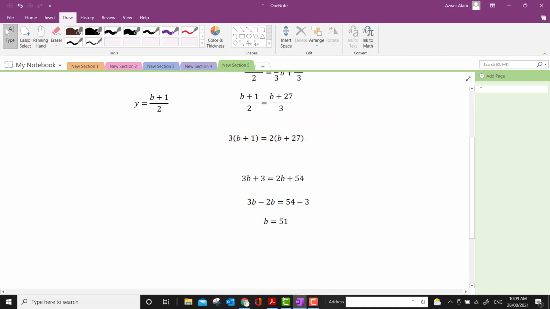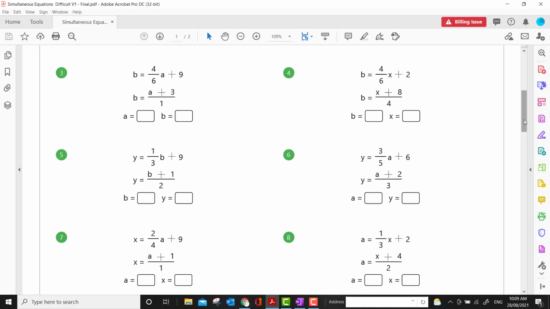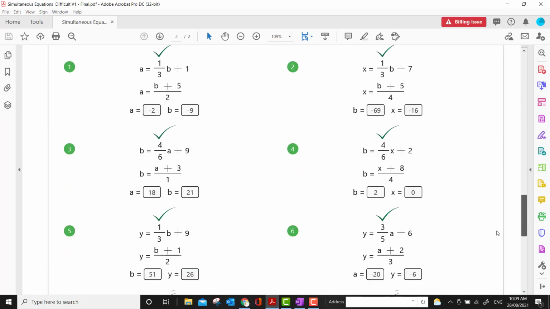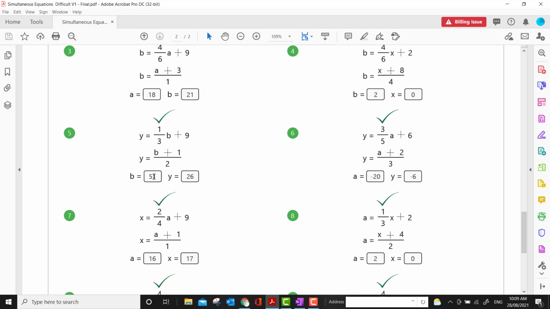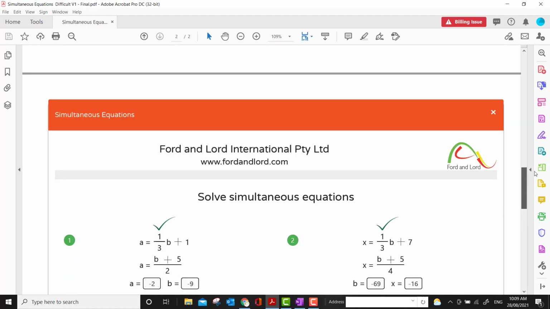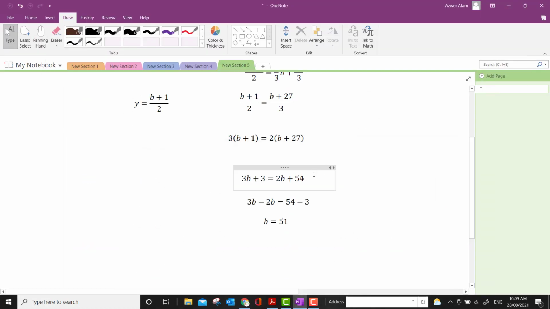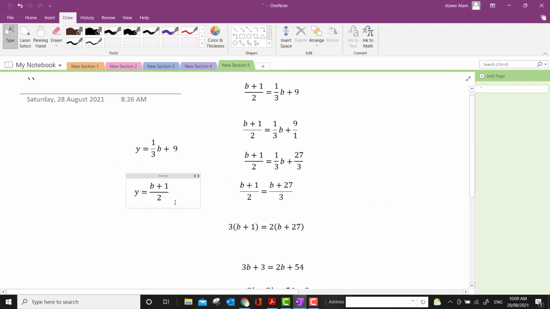And let's check our answer. Let's go back to the PDF, and if we go down, question number 5, of course the value of b is 51. Now that we know the value of b is 51, we can use this value in any of these equations to replace the value of b, and that way we can find the value of y.